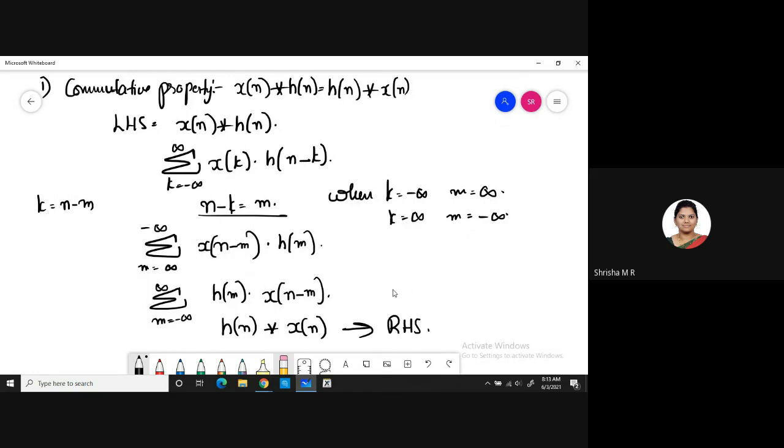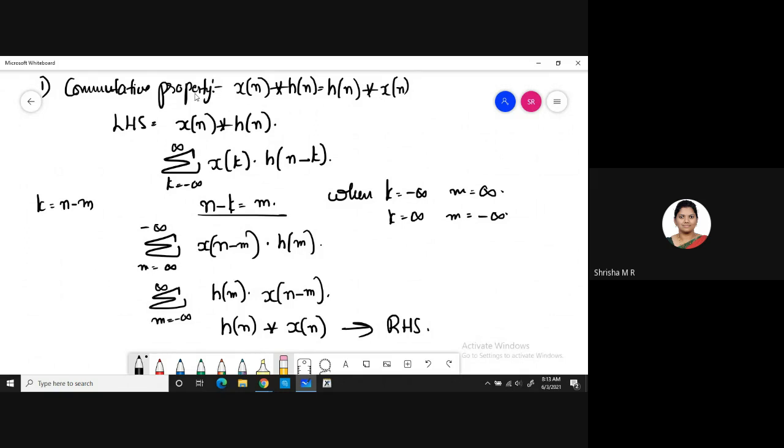Got it, everyone? Clear? Yes, ma'am. So I'll explain once again. Please listen. The commutative property states that if you convolve x of n with h of n, it is the same as convolving h of n with x of n. If this is first and this is second, and we take the second term first and the first term second, it's the same.